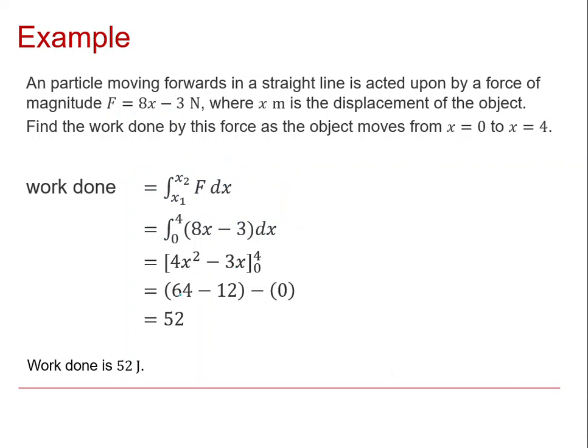You'll see that 64 minus 12 is the evaluation of 4x squared minus 3x at x equals 4, and the lower limit trivially gives us 0. So the end result is 52. So the work done in that particular situation, where force is variable over a distance, is in this case 52 joules.